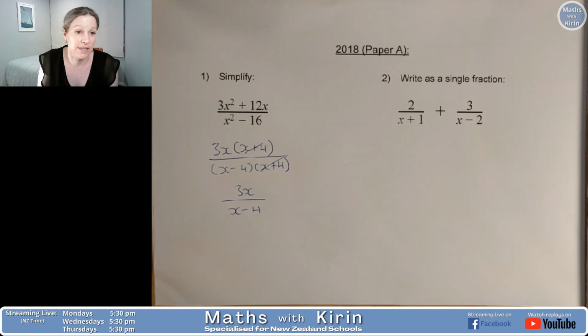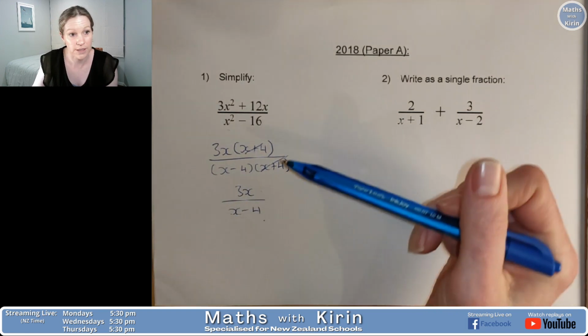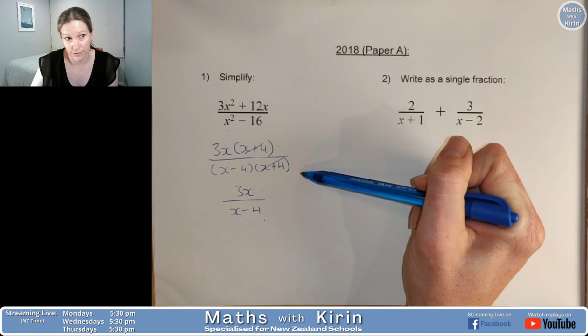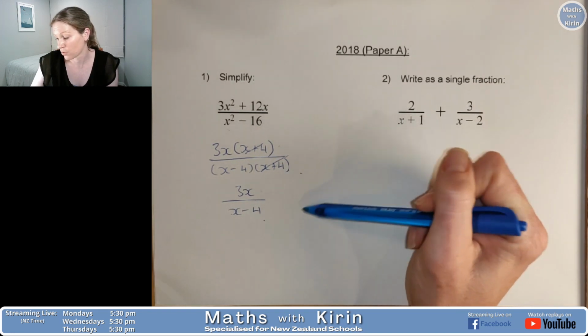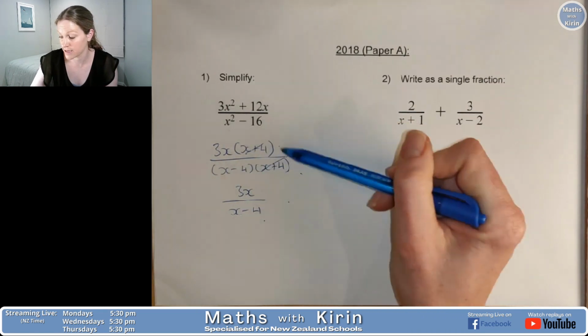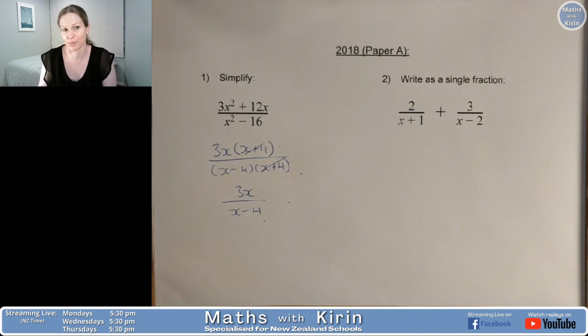Okay, and the marking is the same as the 2019 paper. So all the way through gives you merit. Correctly factorising either the numerator or the denominator gives you achieved, or if something goes wrong but you can consistently simplify the fraction that you have in this step, then that may give you achieved as well, just depending on how difficult that simplification was.